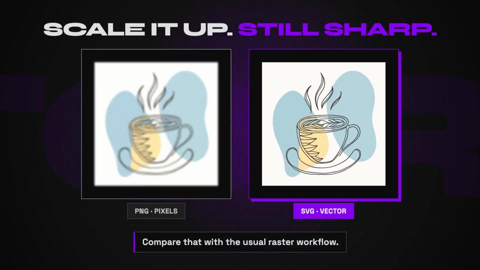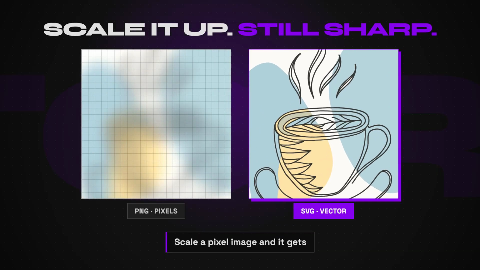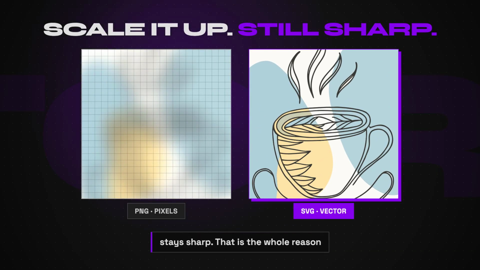Compare that with the usual raster workflow. Scale a pixel image and it gets soft. Scale the vector version and it stays sharp. That is the whole reason people search for image to vector in the first place. They need the artwork to survive bigger sizes, cleaner exports, and real-world use.